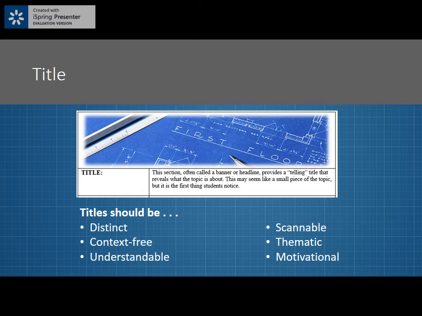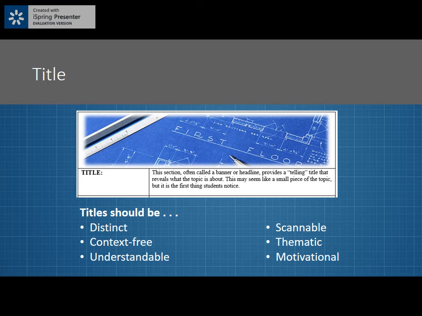So, what else should you know about the title? How to compose a meaningful title. Titles should be distinct, that is, distinguishable from the titles of other topics, lessons, activities, and components. Titles should be context-free, that is, not dependent on other topics or components to make sense, because each individual topic should be self-contained.